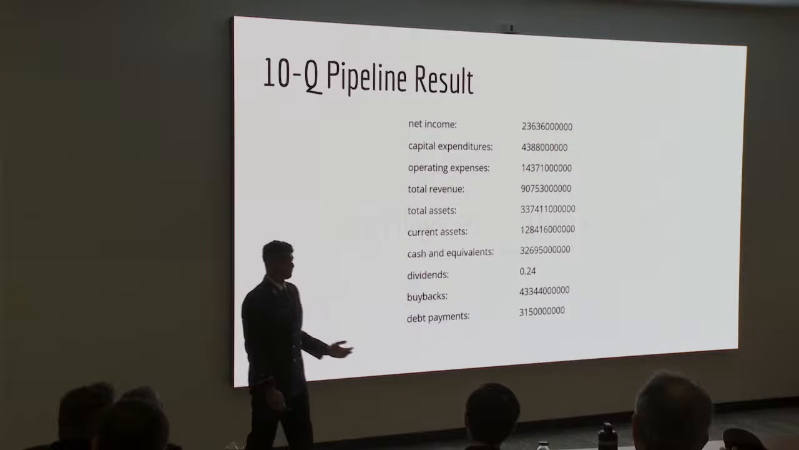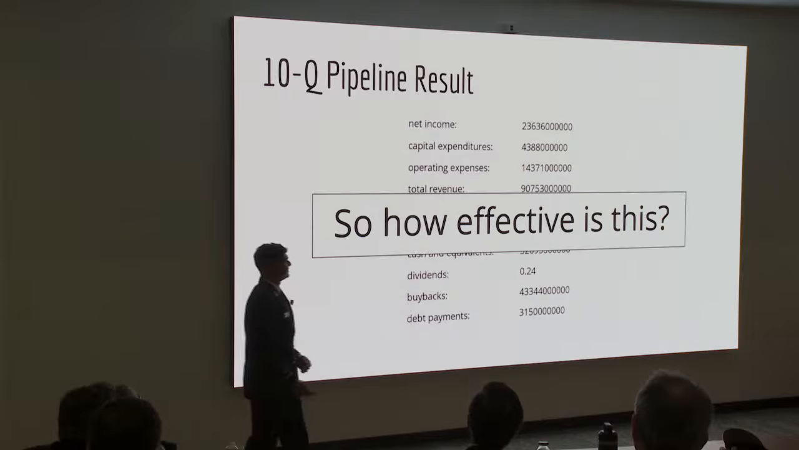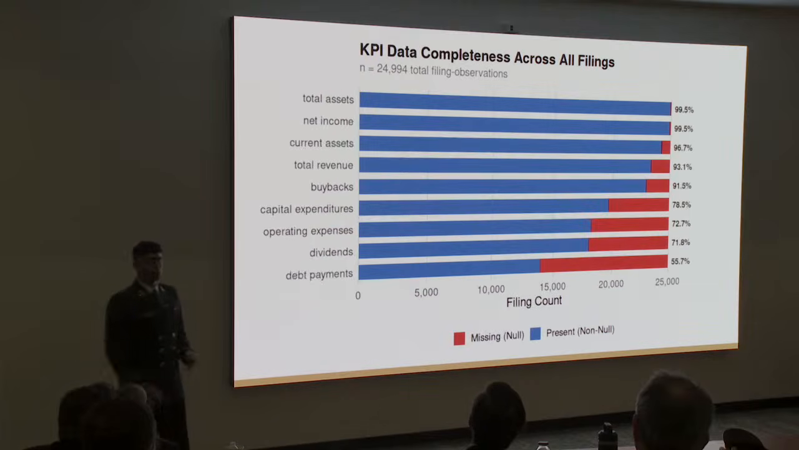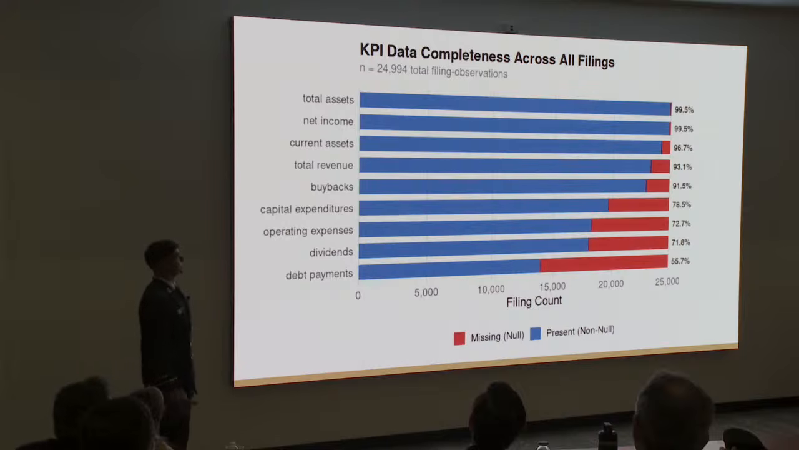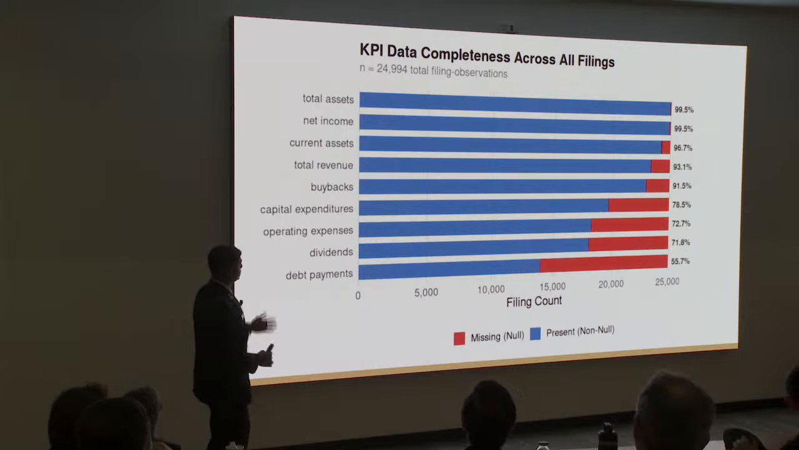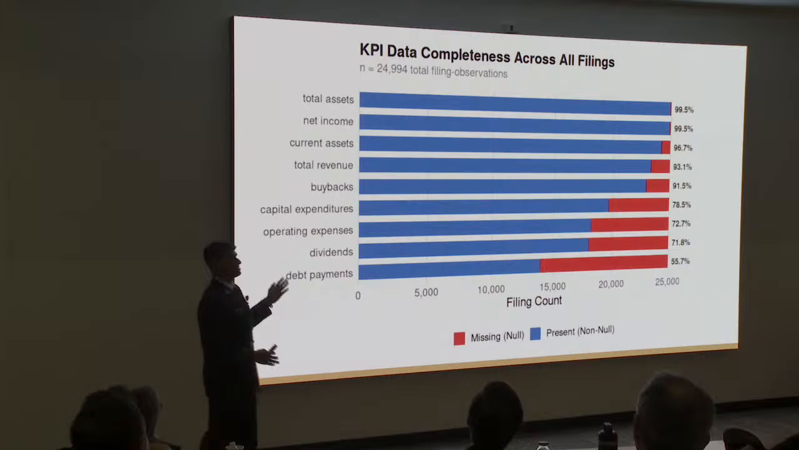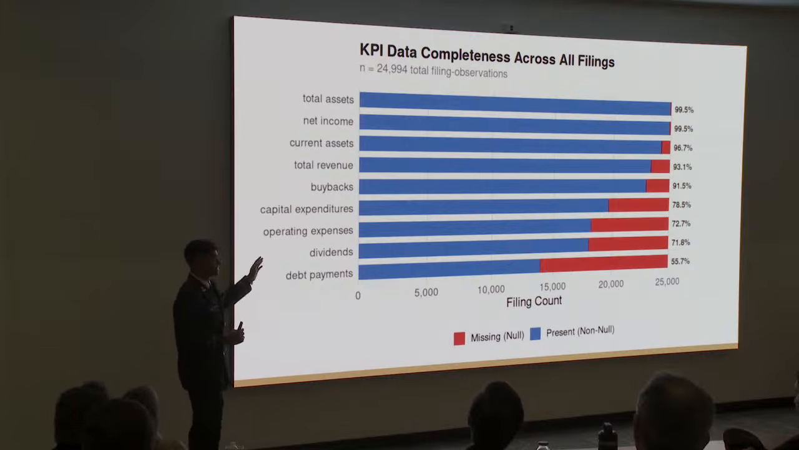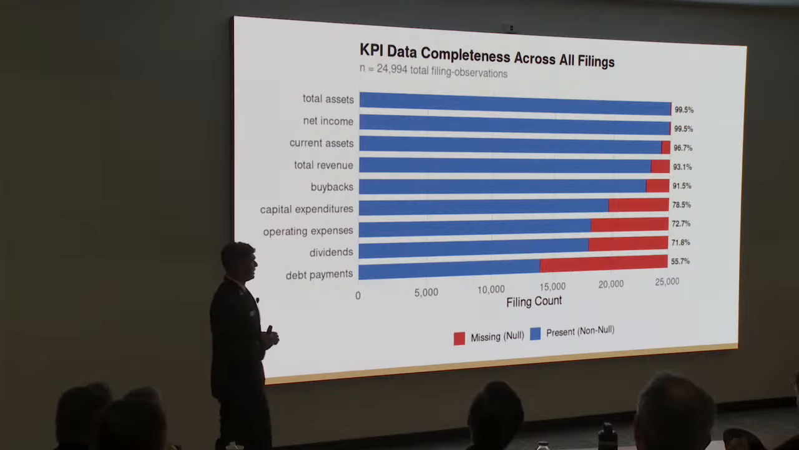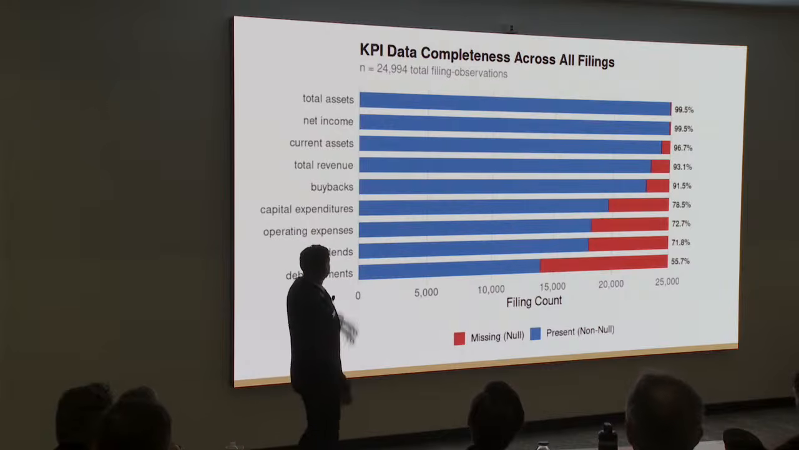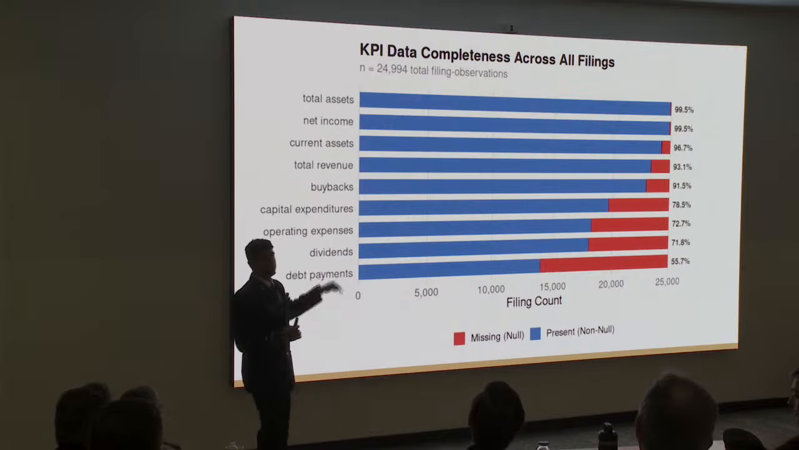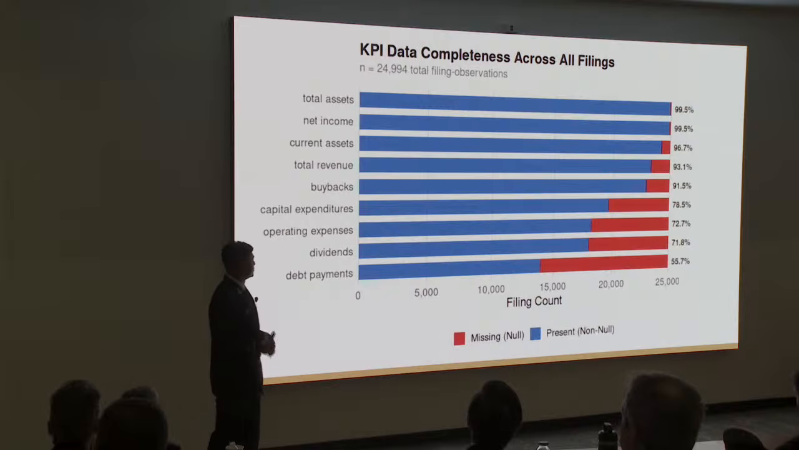So, how effective is this? And that's where we move to our accuracy across all the different key performance indicators. So out of the 24,994 filings, this is the completeness we have. And so you can see for net total assets, net income, we do really well. 99.5% is really good completion.